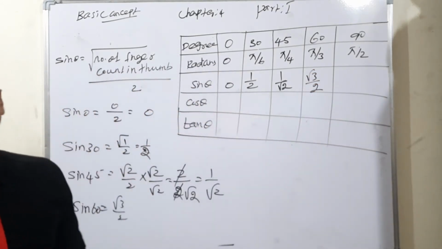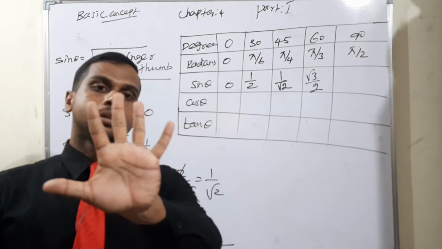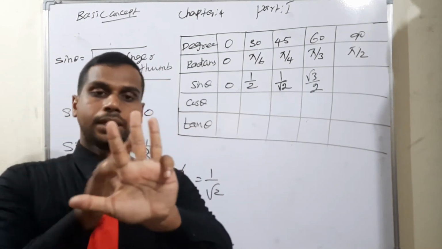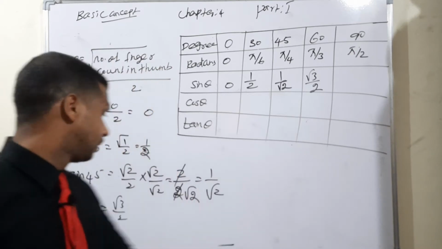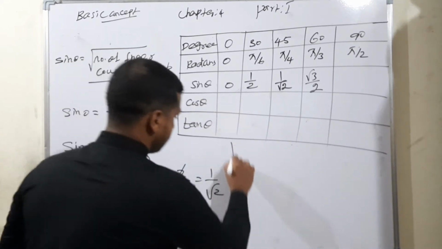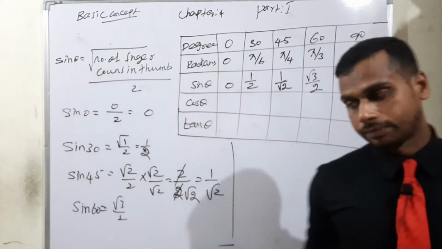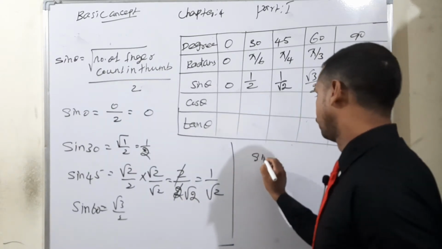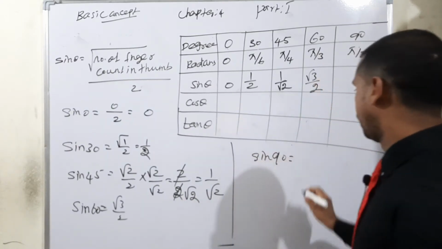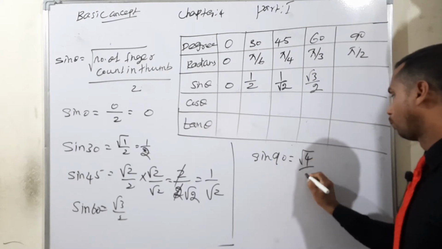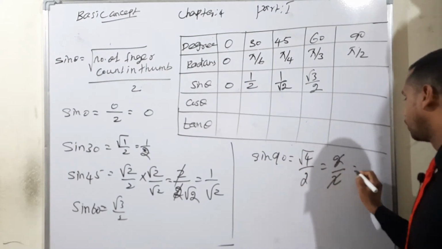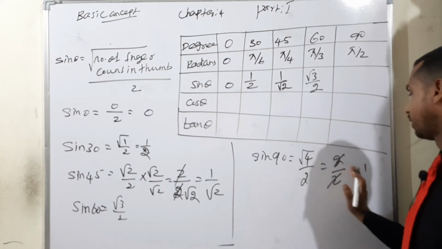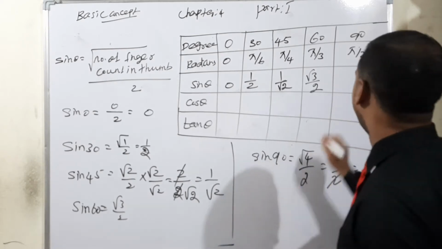Sin 90. You can check the little finger. Counting on the thumb side, 4 fingers remain. Therefore sin 90 is equal to root 4 by 2. Already we know root 4 is equal to 2, so 2 divided by 2 is equal to 1. So sin 90 value will be 1.